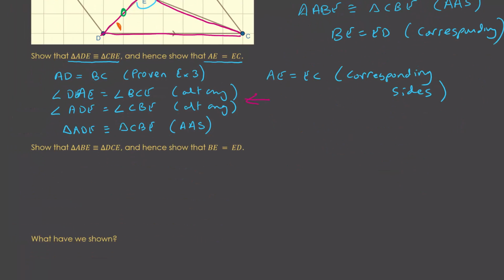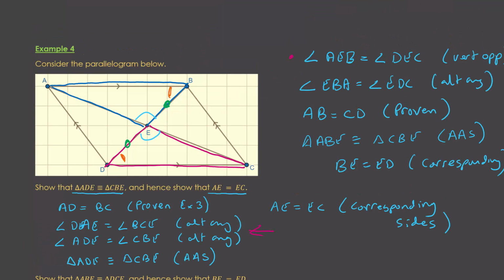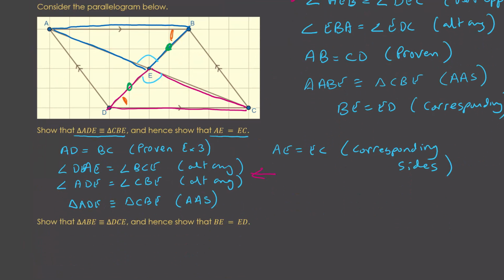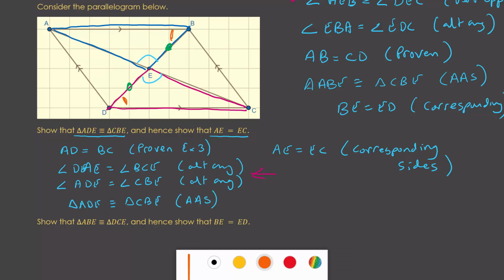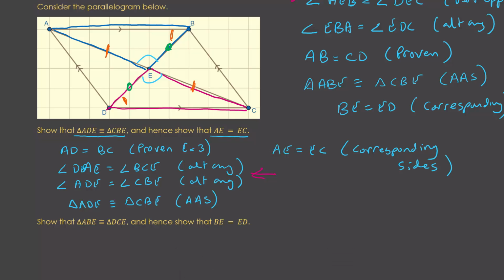The question is, what have we shown? So if we go back to our diagram, well, what we did show was that these two things were equal in length. And we also showed that these were equal in length. So we showed that the diagonals bisect each other.